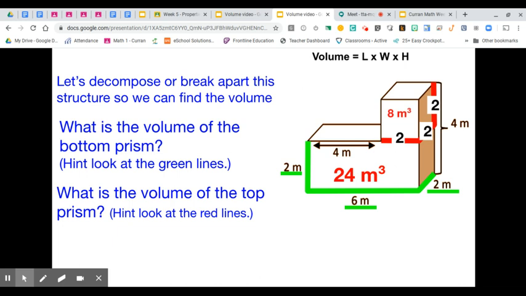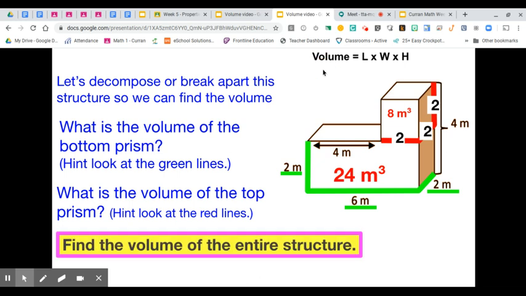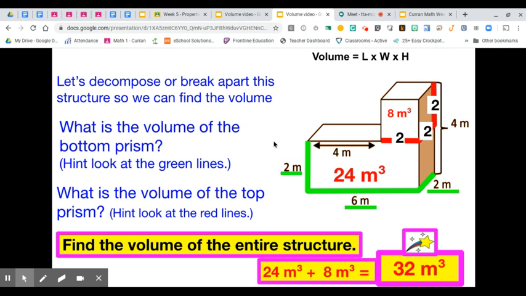And lastly, we have to find the volume then of the entire structure, put it back together, the two boxes. So when I put the two boxes back together, I would add 24 meters cubed plus 8 meters cubed for a grand total of 32 meters cubed. And that's how you combine volumes of rectangular prisms.